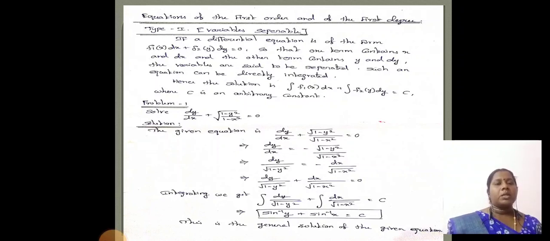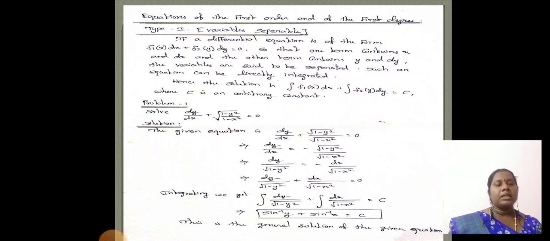Then the variables are said to be separated. Such an equation can be directly integrated. Suppose the given equation is not of the form f1 of x dx plus f2 of y dy equal to 0, we have to separate x and dx on one side and y and dy on another side. Then integrate on both sides, we get the solution.